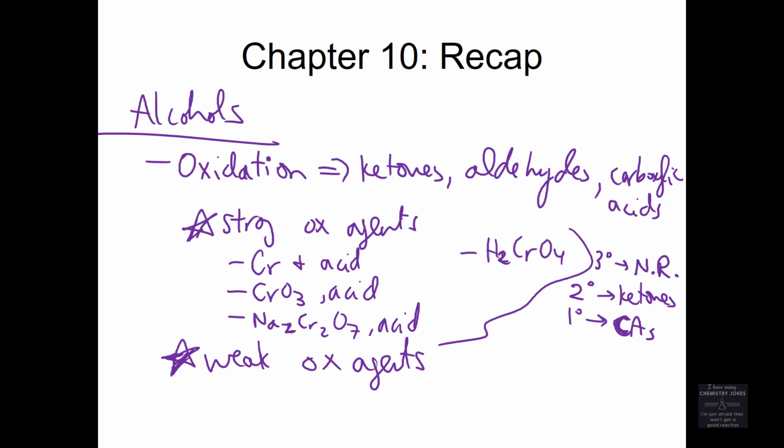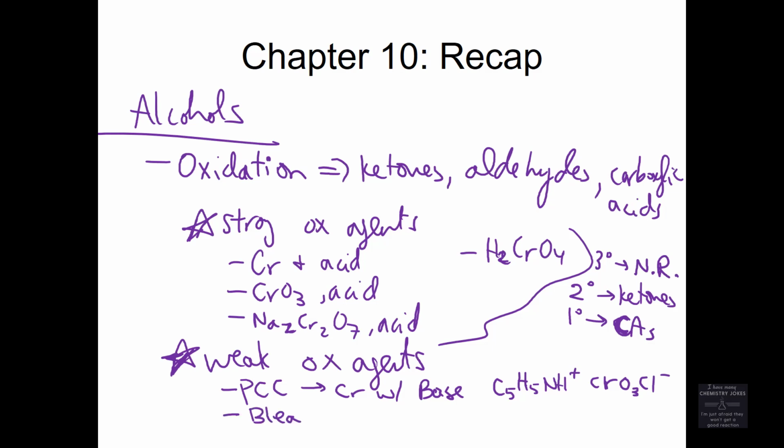Weak oxidizing agents. That's PCC. That's chromium with base. It's officially C5H5NH+ Cl, or actually you'll see it more often, CrO3Cl-. PCC, pyridinium chlorochromate. You'll also have bleach as the weak oxidizing agent.